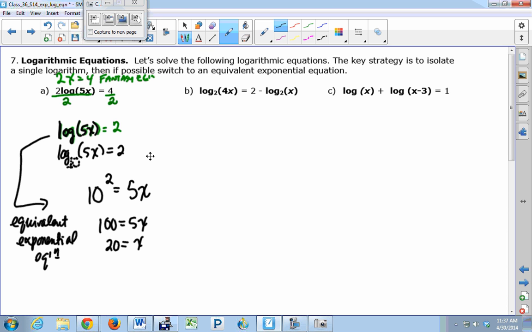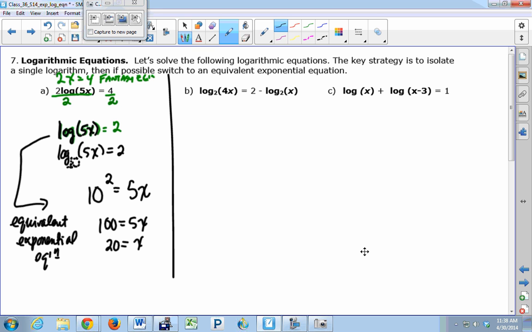Can it really be that easy? The answer is yes. It really is. As long as you know how to turn a log equation into an exponential and go back and forth, no problem. You can check that on your own. All right. Now, let's do a fantasy equation for the next one.